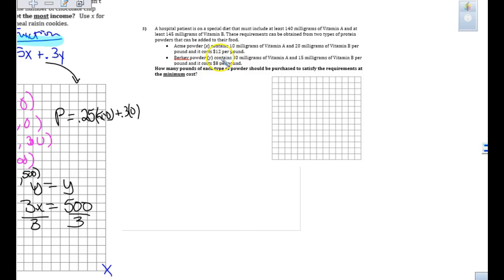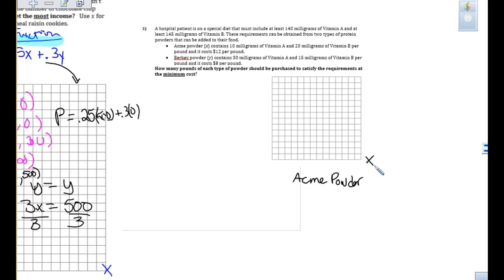A hospital patient is on a special diet that must include at least 140 milligrams of vitamin A and at least 145 milligrams of vitamin D. These requirements can be obtained from 2 types of protein powders that can be added to their food. Acne powder contains 10 milligrams of vitamin A and 20 milligrams of vitamin D per pound. And notice when it said acne powder, it said that was my X. So put that on your graph as your X.